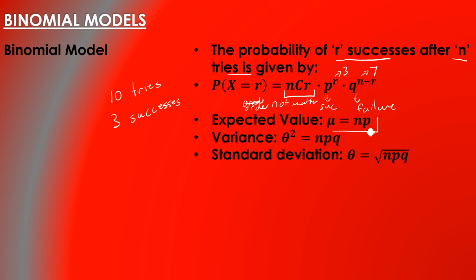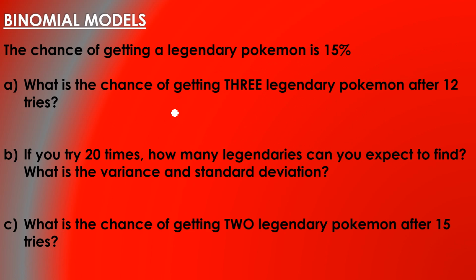So that's our number of tries times our chance of success. Our variance, NPQ. And of course, our standard deviation is the square root of that. Okay, so let's take a look at an example.